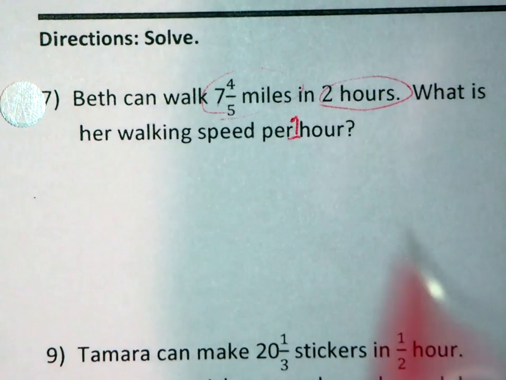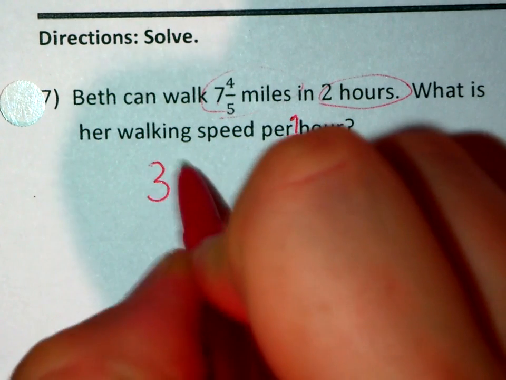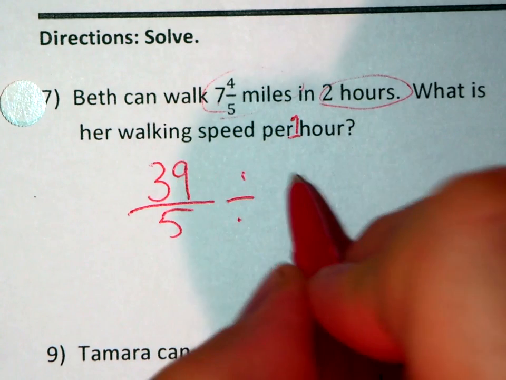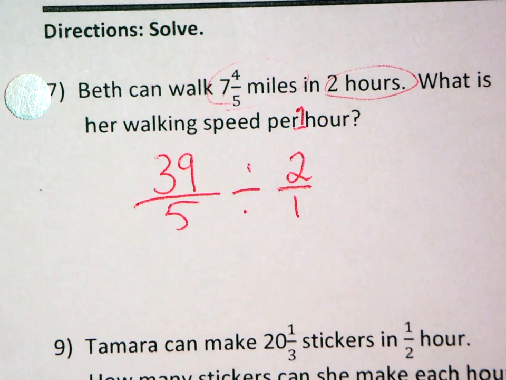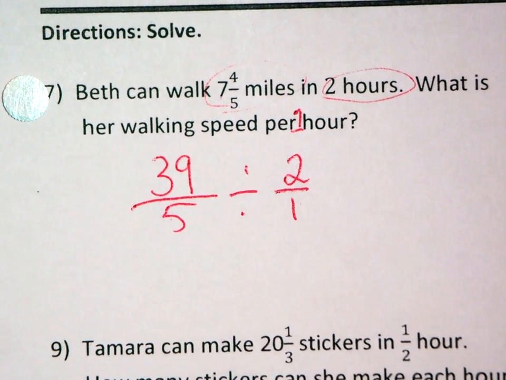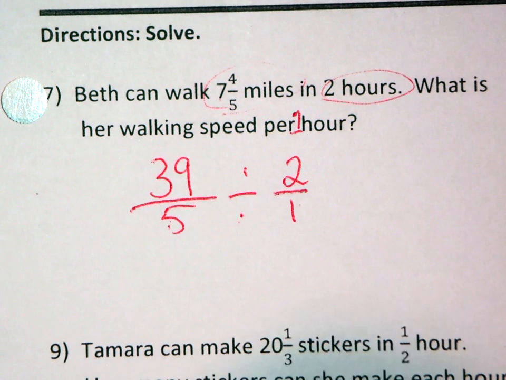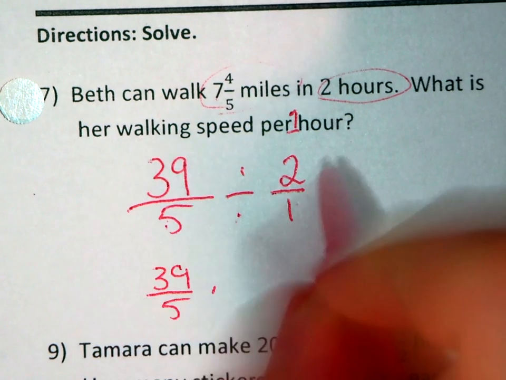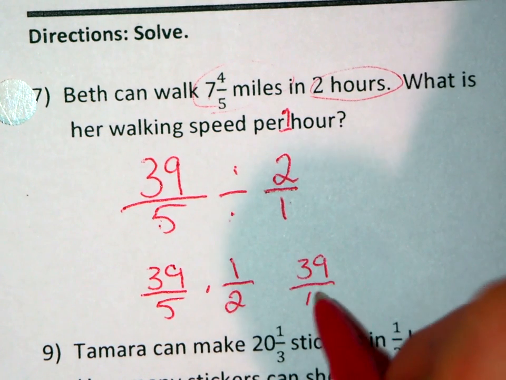So again, I need to see this number as an improper fraction. So 7 times 5 is 35, plus 4 is 39 over 5 divided by 2 hours, or 2 over 1. And here I don't even have to set up the vertical fraction bar, because I can go straight to the horizontal one and read the same thing, 39/5 divided by 2. So now we will keep it, change it, flip it. So 39 over 5 times 1 over 2 would be 39 over 10.